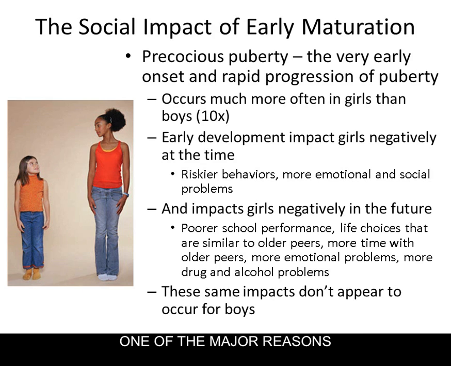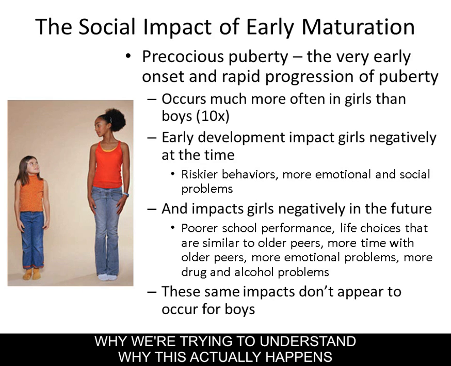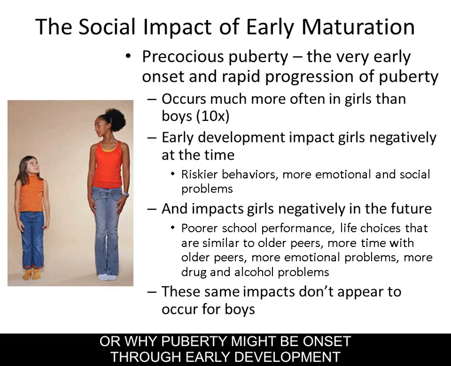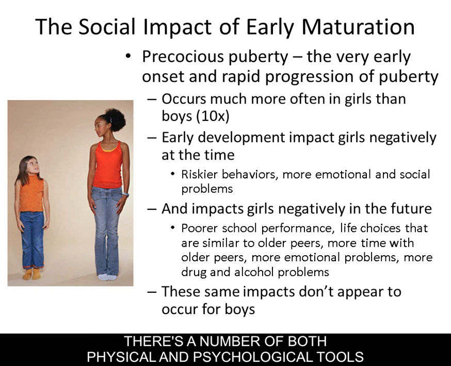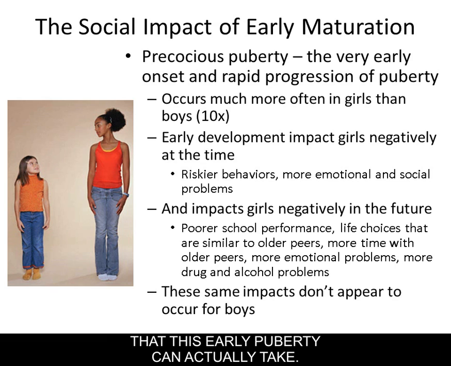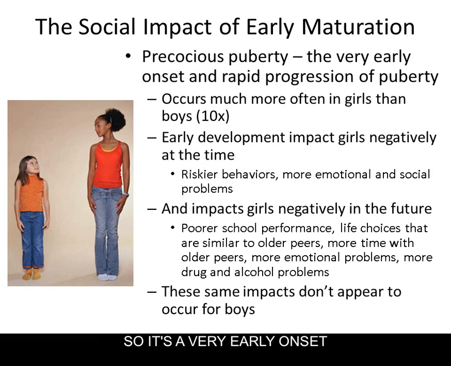One of the major reasons why we're trying to understand why this happens, or why puberty might be onset through early development, is because when people experience puberty much earlier than others, there's a number of both physical and psychological tolls that early puberty can take. When an individual experiences puberty much earlier than their peers, we call this precocious puberty. So it's a very early onset and a very rapid progression of puberty within these individuals.